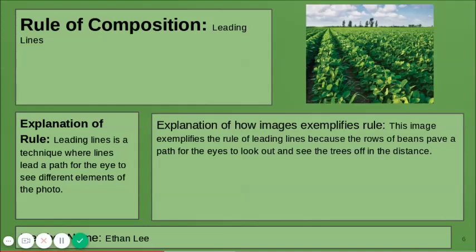Leading lines is a technique where lines lead a path for the eye to see different elements of the photo. The rows of beans lead your eyes out to the trees in the background.